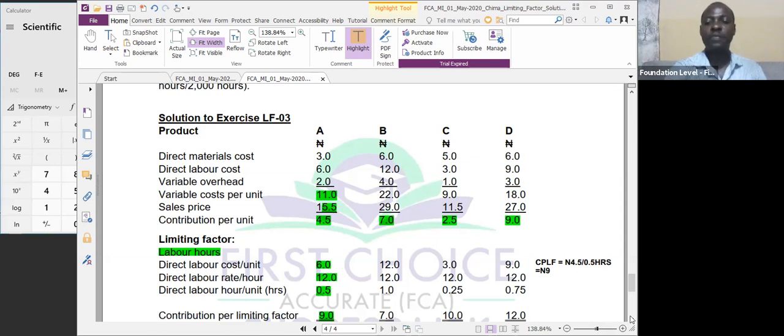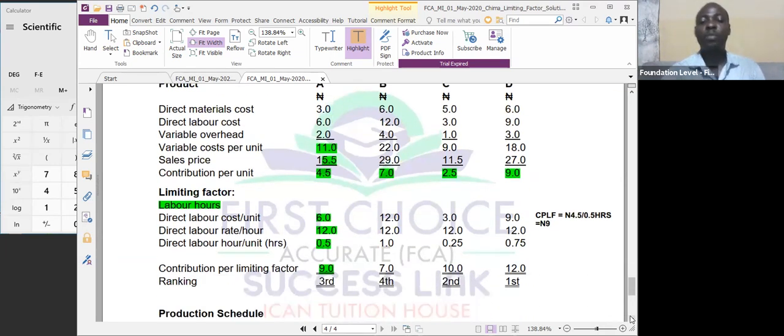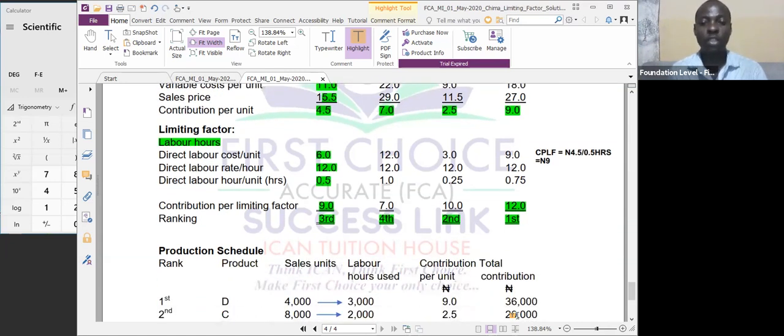Now, after getting the limiting factor per unit, we need to rank them. So we do your ranking. Check which of them is the highest. So that's your first, followed by this, and this, and this. You'll be looking at which is the highest, followed by which is the one that comes next, like that. Now that you've done your ranking, the next thing to do is to go to your production schedule. Your production schedule will look like this.